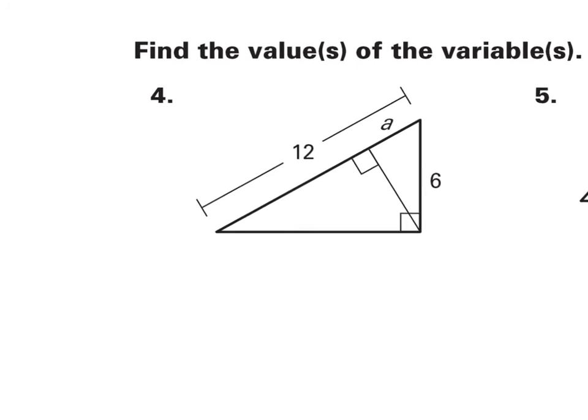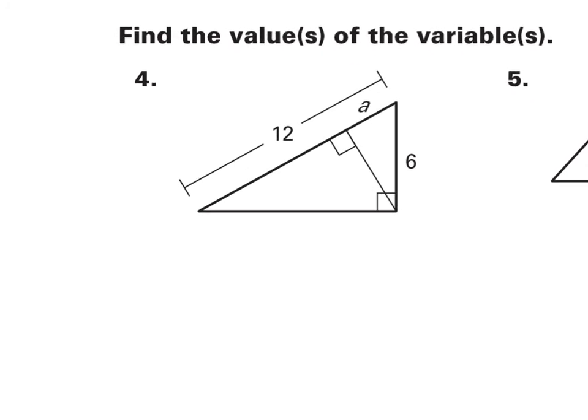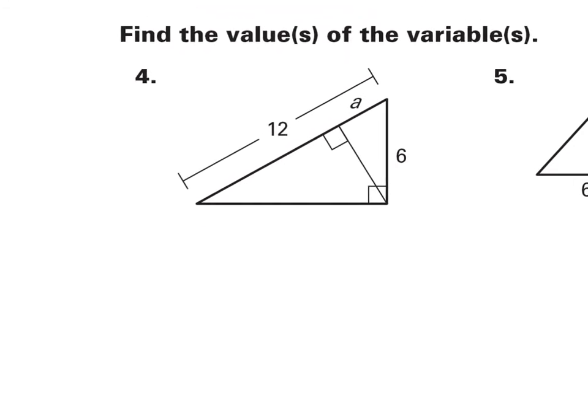Okay, so we've got 3 more problems. These ones aren't quite as tough. It's only one answer per problem. So find the values of the variable. We're trying to find what a is. So a looks like it is the base of the small triangle. So the base of the small triangle is a.